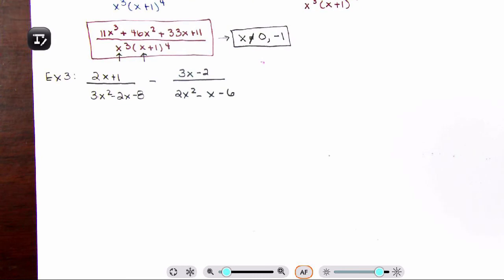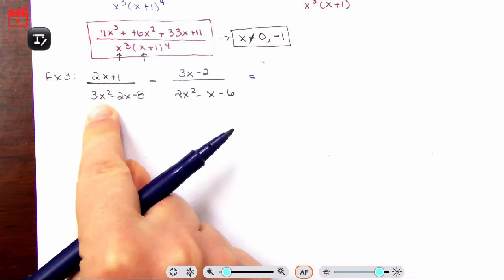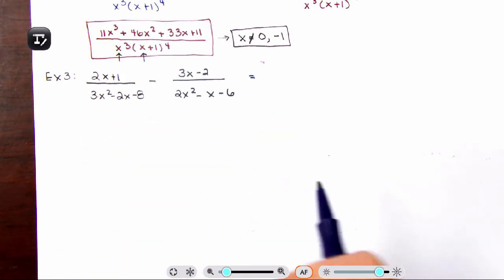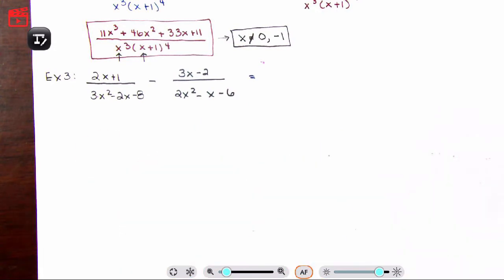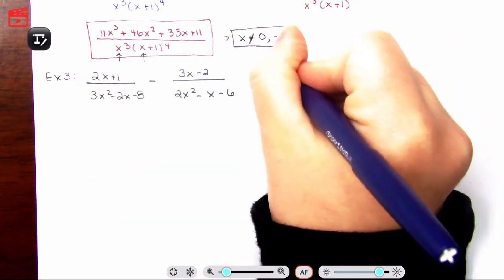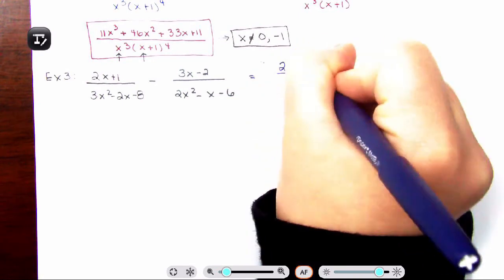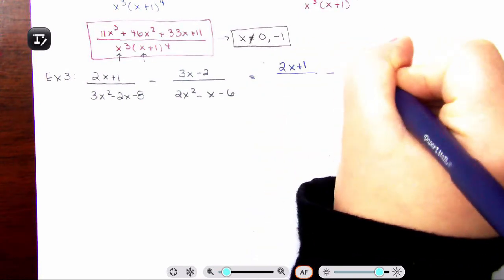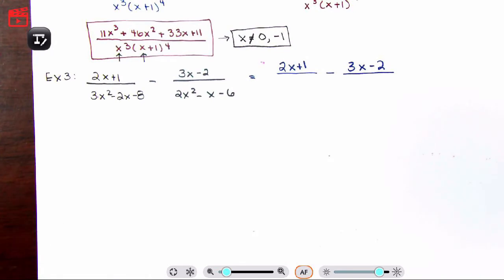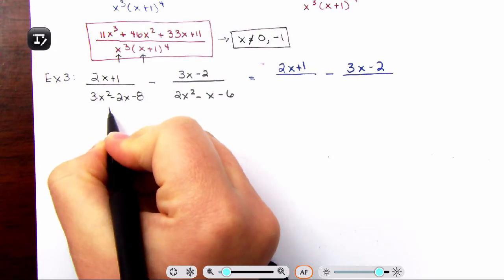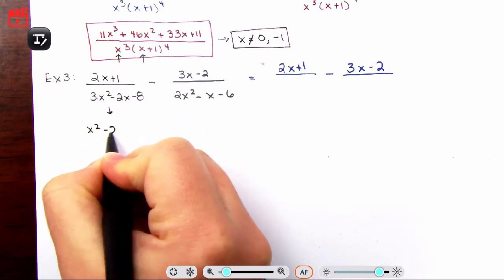All right, let's try example number 3. Step number 1 is factor all denominators. Remember, how do we know if the denominator is factored or not? We're looking at our bubbles. I don't have any bubbles in the denominator. That means we need to factor. So I have 2x plus 1 in my numerator, minus 3x minus 2 in my numerator. So what do I have in my denominator? I have 3x squared. So I'm going to quickly do my slip and slide method.